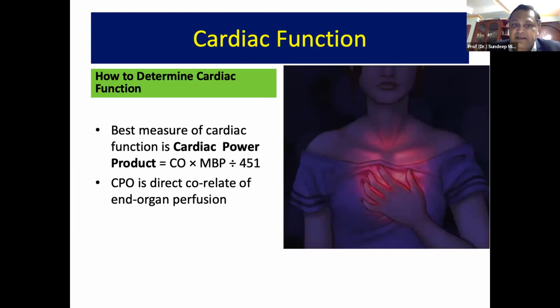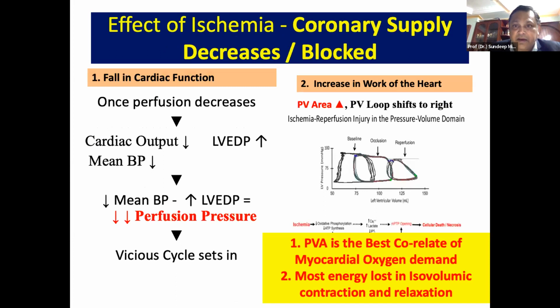And then the third thing, as I said, is a product of cardiac output and mean blood pressure. So whenever cardiac output falls or whenever mean blood pressure falls, the CPO will fall. And then I think you have to understand these two things are linked. Once perfusion decreases, let us say the blood flow through the coronary decreases, then cardiac output would decrease and left ventricular end-diastolic pressure will increase. The overall effect will be a fall in mean blood pressure.